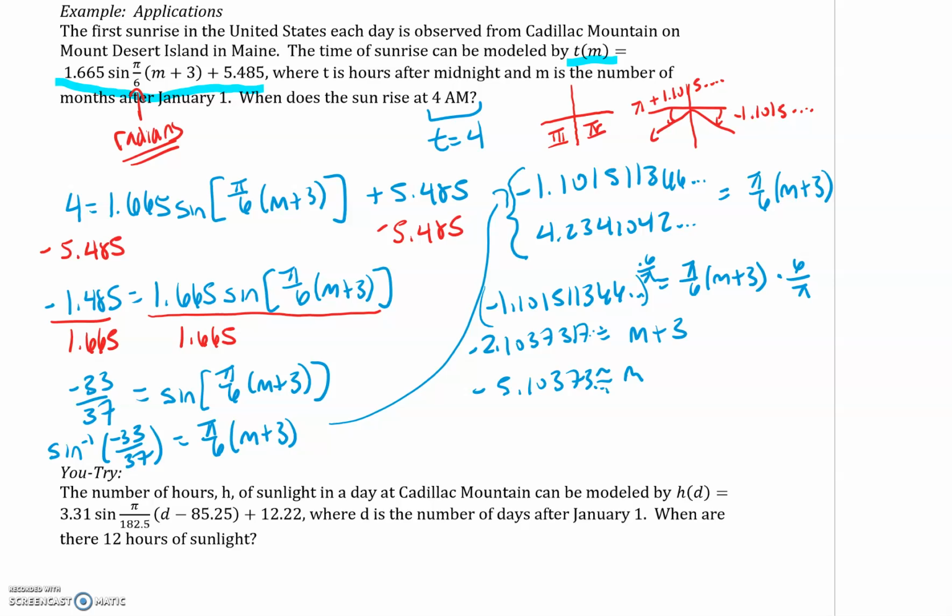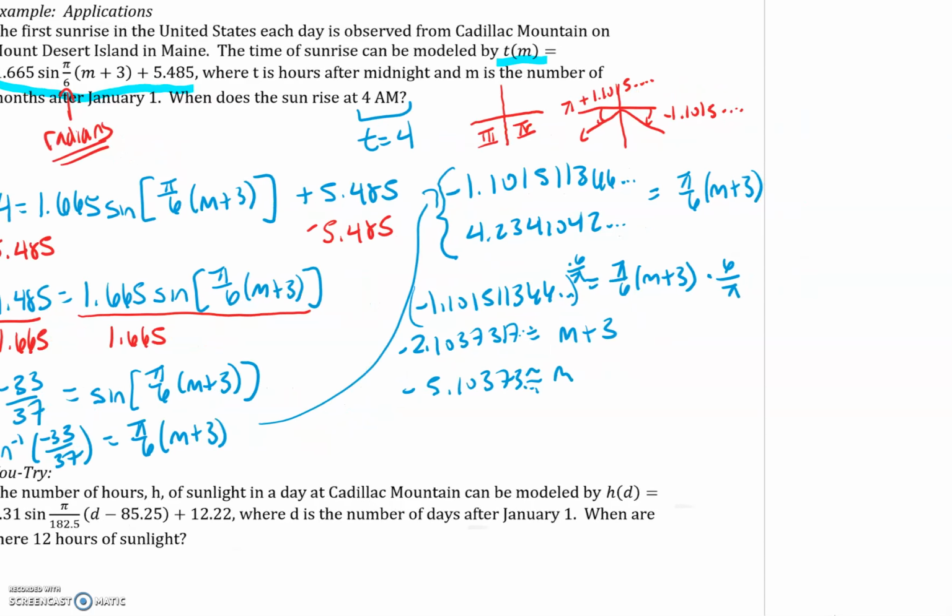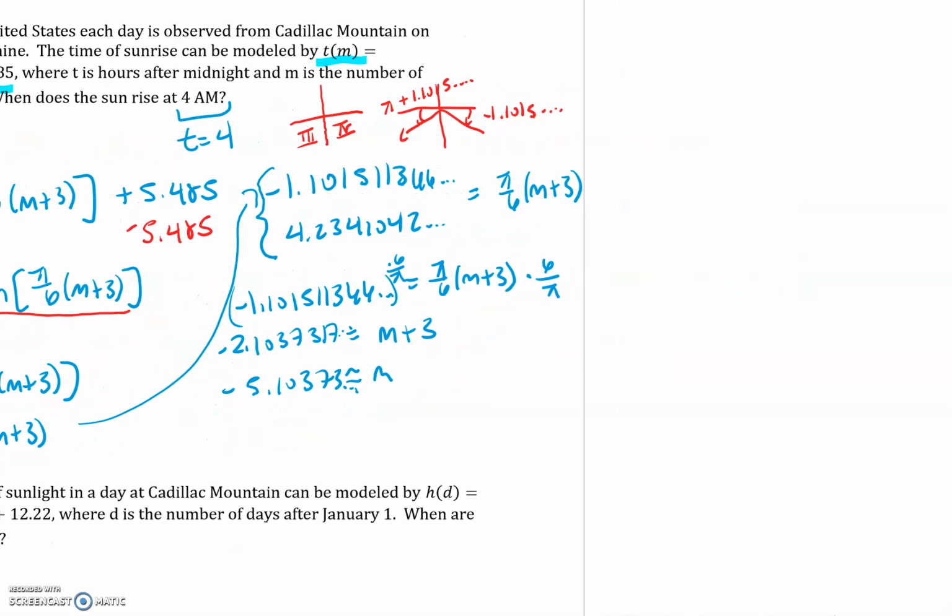We'll worry about interpreting that in a moment. Let's go ahead and find the second answer. So I'm just going to scooch my space over here. So our second equation, 4.23410442 equals pi over 6 times m plus 3. Solve it the exact same way. I'm going to multiply both sides by 6 over pi because multiplying by the reciprocal is the same as dividing by the fraction. So what do we get here?